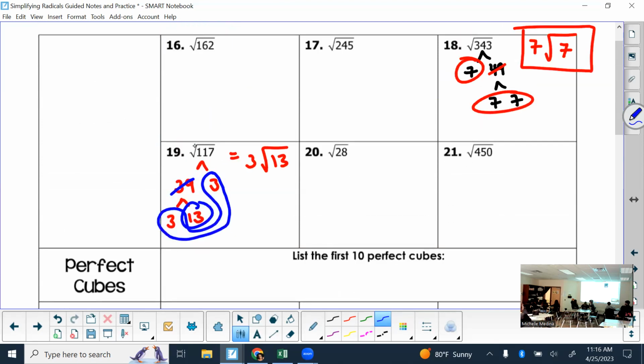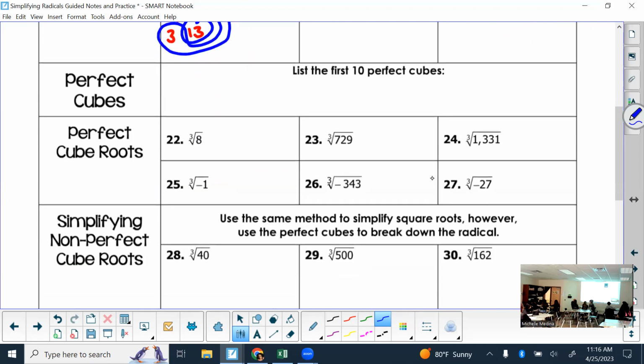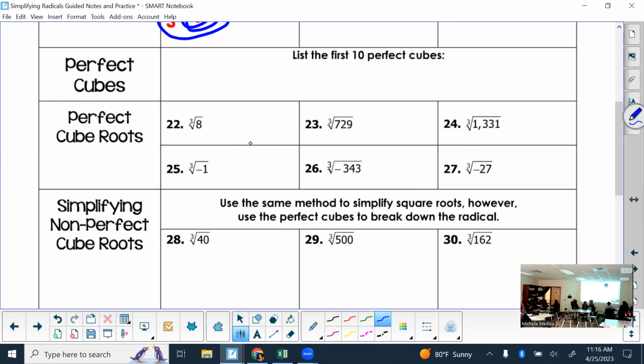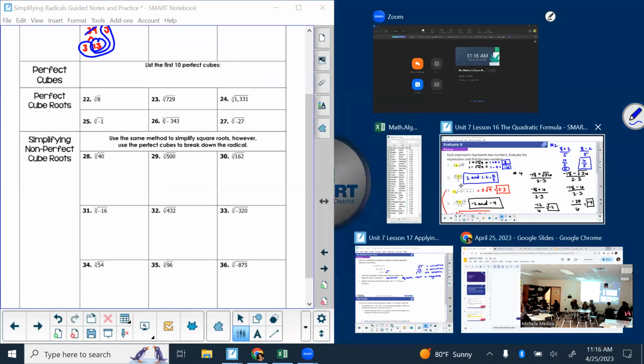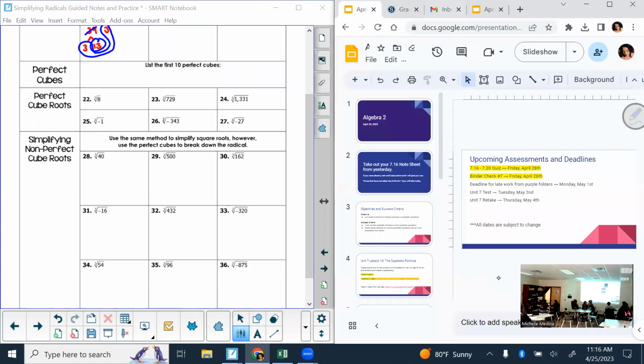For the square root, the little number is usually not written, but it's 2. That little number is the index. So that's why for that one, the rule is 2. Okay, so these are going to be more like practice. We don't need to know the first 10 perfect cubes. I don't think that's essential.